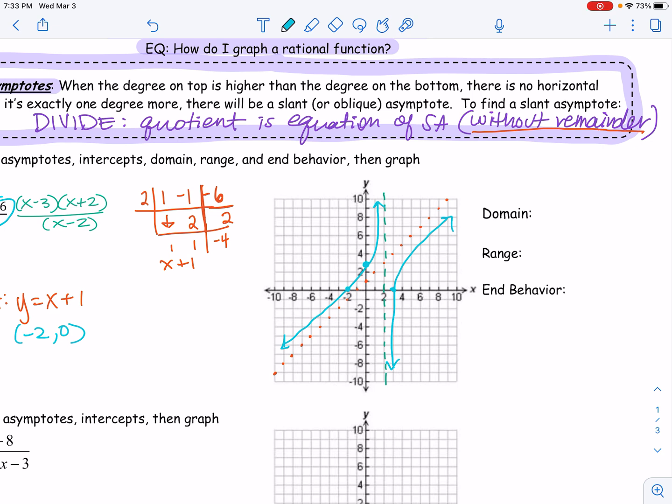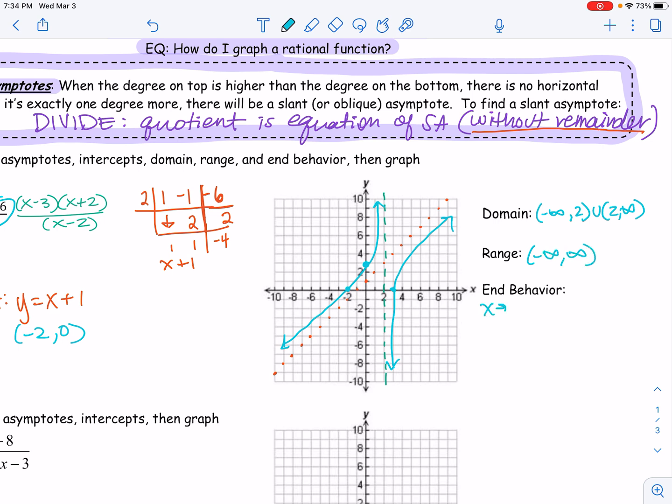Domain, you're still being affected by the vertical asymptote. So everywhere from negative infinity to 2, not negative 2, just 2, and 2 to infinity. Range for this one, however, if I'm focusing on the blue part of my graph, because that is the physical part of my graph, there is no y value that is excluded in this function. So range is actually everything.